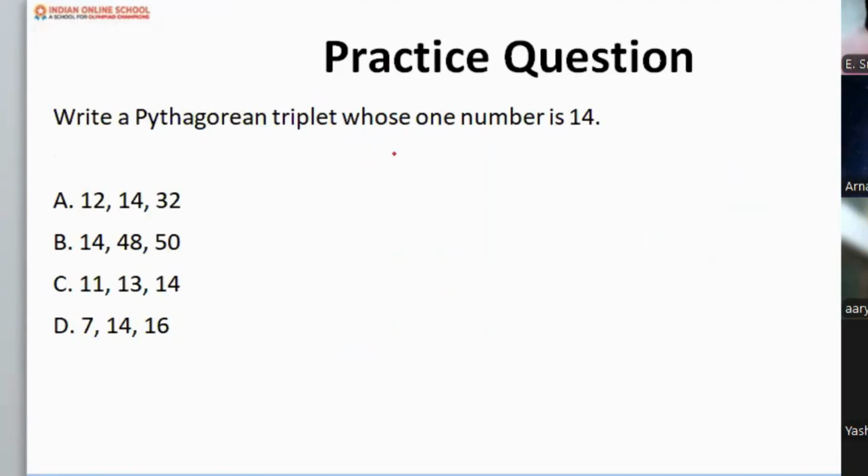Write a Pythagorean triplet whose one number is 14. One member is 14. We need to figure out the other two members.